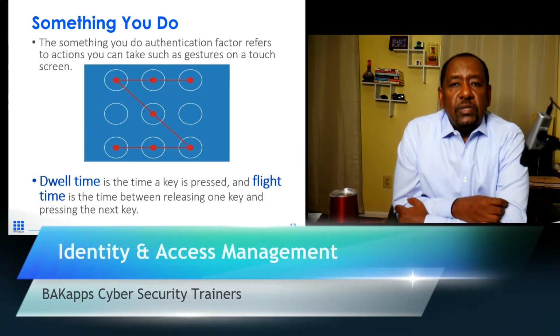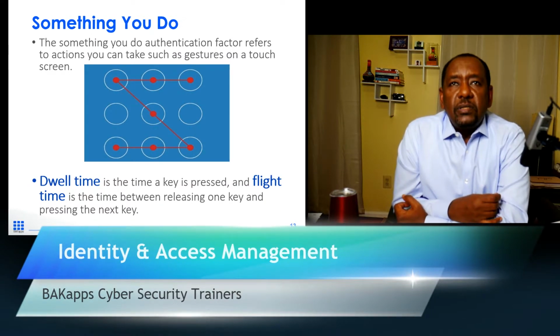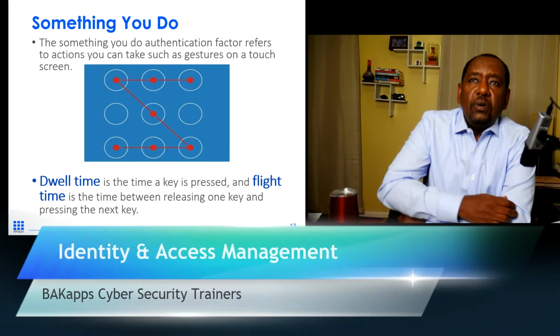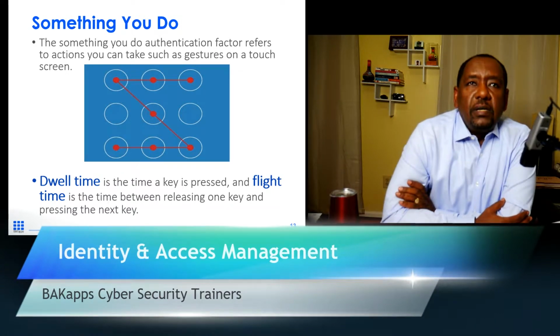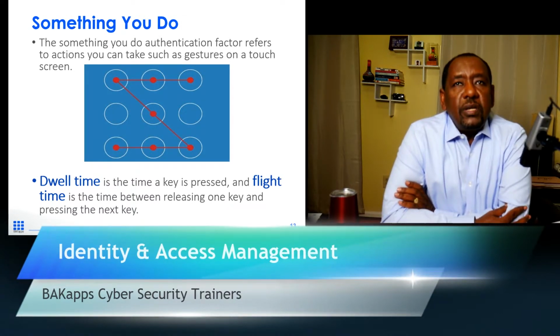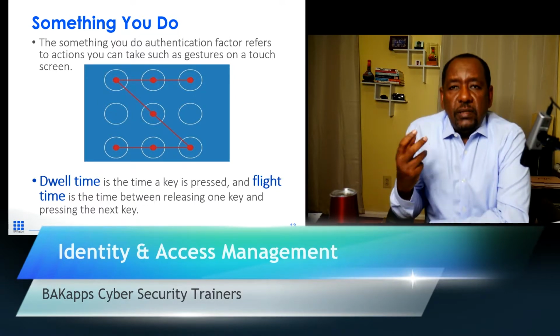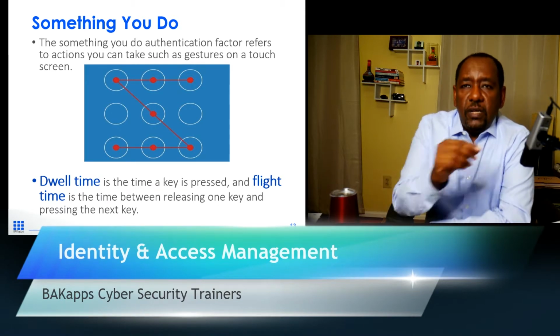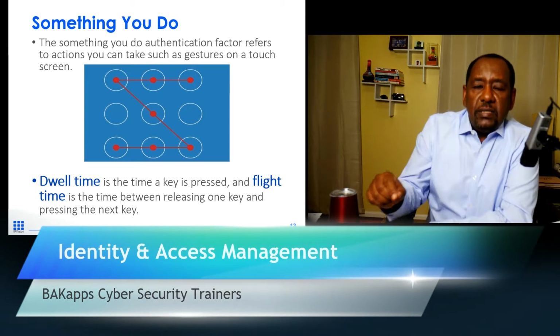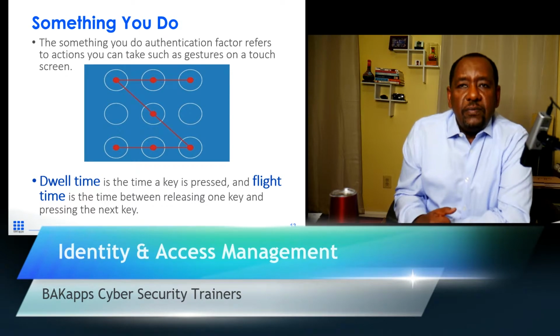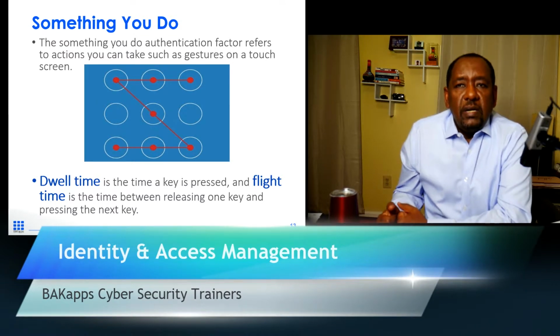Then comes what we call something you do. The something you do authentication factor refers to actions you can take, such as gestures on a touch screen. If you are a user of those modern cell phones, you are familiar with the gesture. You put your finger like a Z or like an X, and then the screen identifies you based on your gesture. It authenticates you to use that device.